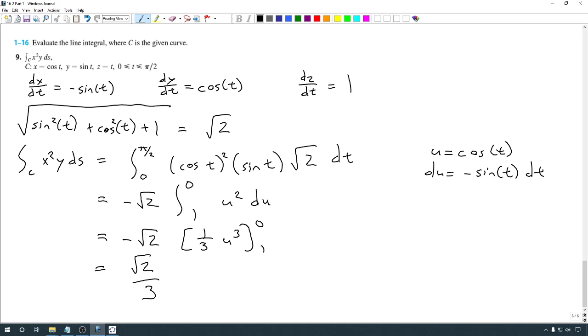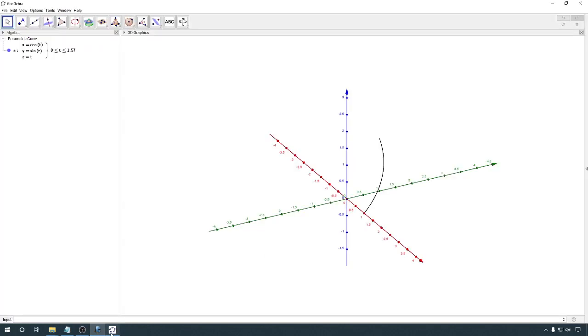And again, because we're dealing with a curve in 3-dimensional space, there's not really a nice geometrical interpretation for what this means. But you can take the idea that we are taking values of x squared y over this curve and adding them all up.